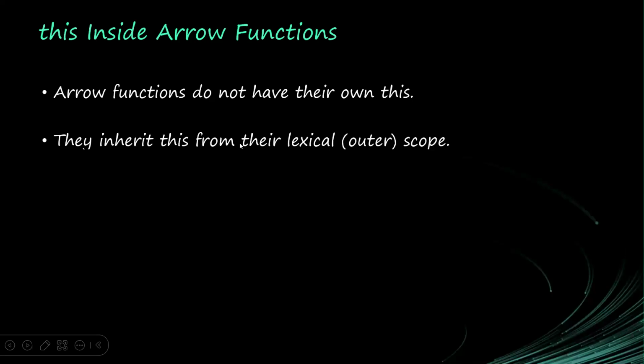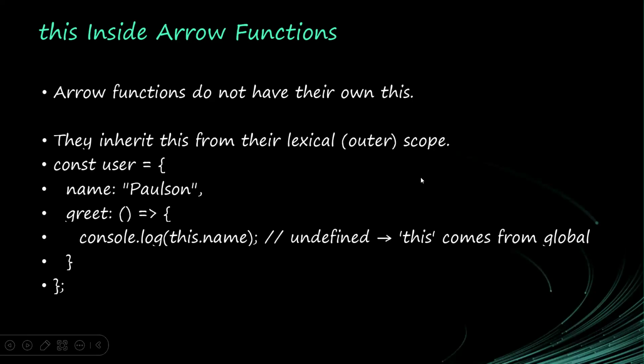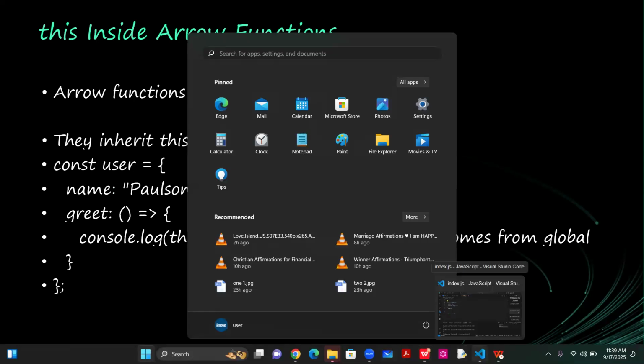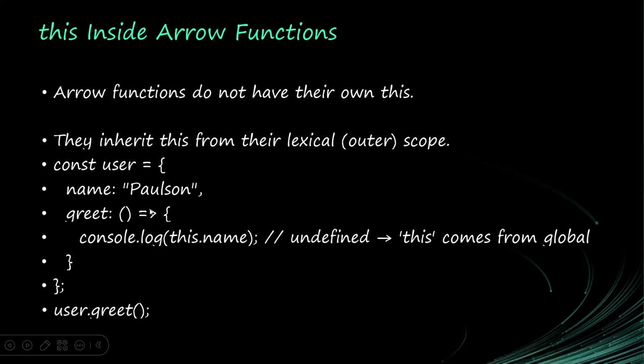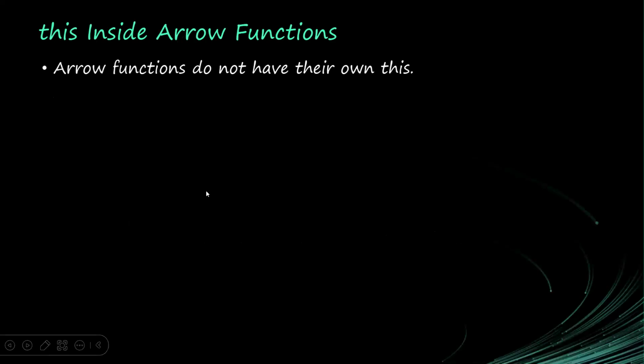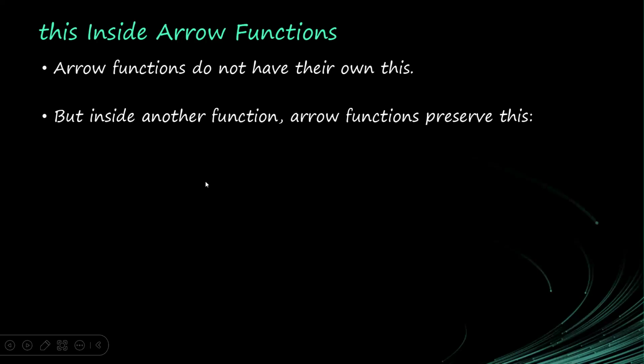So they inherit this keyword from the lexical outer scope. In this case, I'm using an arrow function here. So when I say this.name, my intention is to refer to this user object. No, the outer scope is actually the global scope, and in the global scope we do not have any variable called name, so it will give us undefined. Just be careful. That is why mostly, please always use strict mode. So in this case, if you say user.greet, it will give us undefined. Arrow functions do not have their own this keyword.